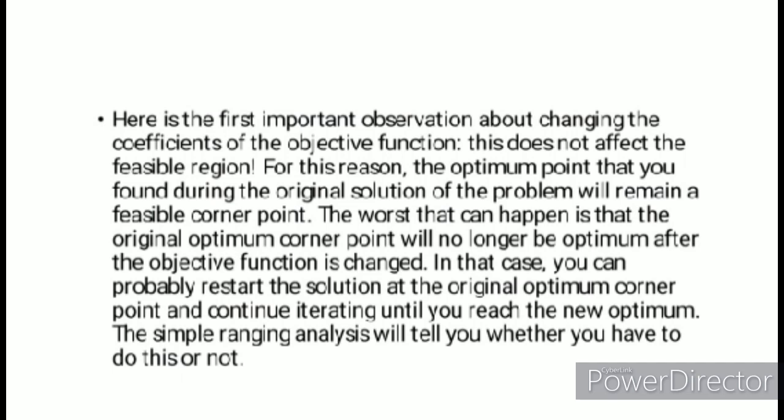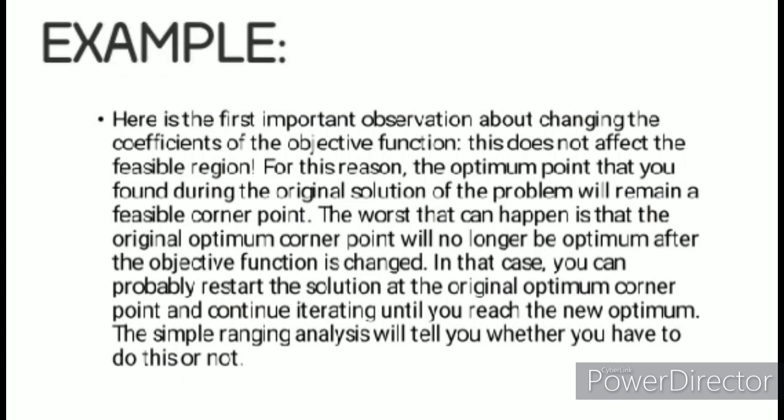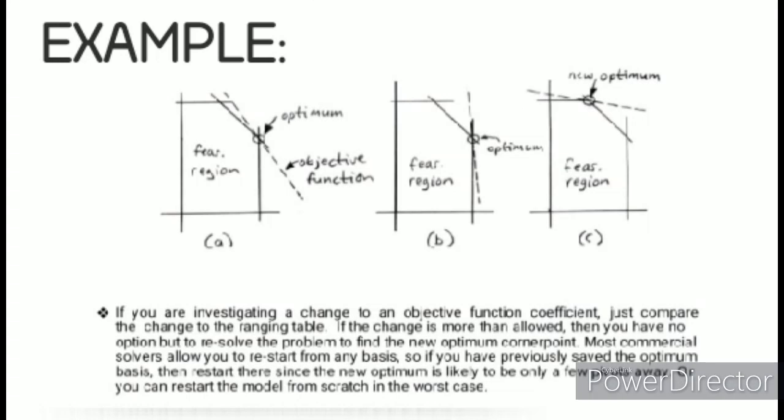As you can see on the screen, we will show you an example of what will happen when changing a coefficient in the objective function when it tilts. Example A shows the original objective function. B shows a tilt which does not change the optimum basis, and C shows a tilt which changes the optimum basis. If you are investigating a change to an objective function coefficient, just compare the change to the ranging table.